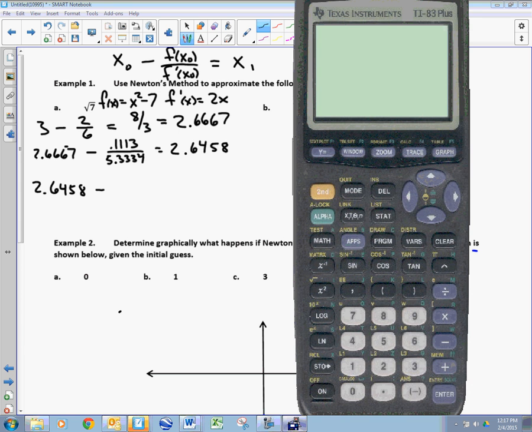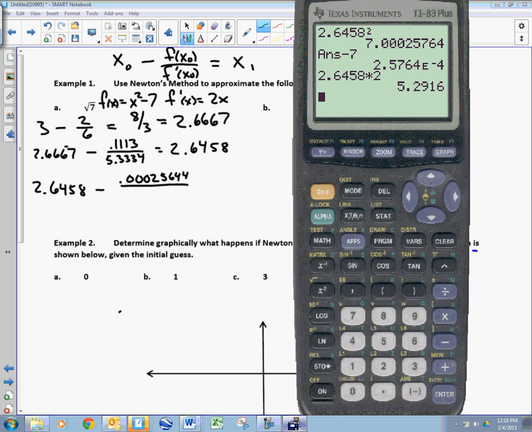2.6458 minus, now when we plug in 2.6458, 2.6458 squared minus 7. What is that? That's times 10 to the negative 4th. So that's 0.00025764, whatever. Divided by, let's see, 2.6458 times 2 is 5.2916.